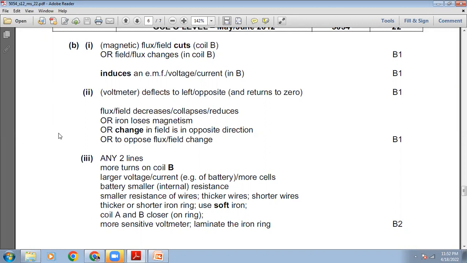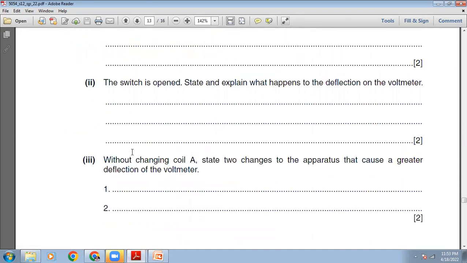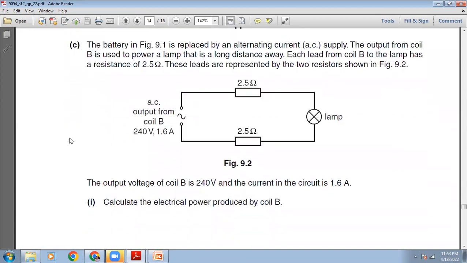Then it says any two lines: more turns on the coil B, larger voltage current, for example, of the battery, more cells, battery internal resistance should be smaller, smaller resistance of the wires, thicker wires, shorter wires, thicker or shorter iron ring, use soft iron, coil A and B closer on the ring, or more sensitive voltmeter, or laminate the iron ring. Okay, so those are the answers which they have given. You can choose any one. Now we are going to the C part.